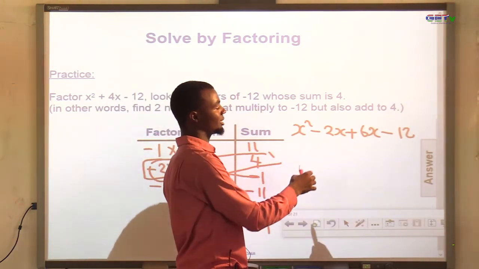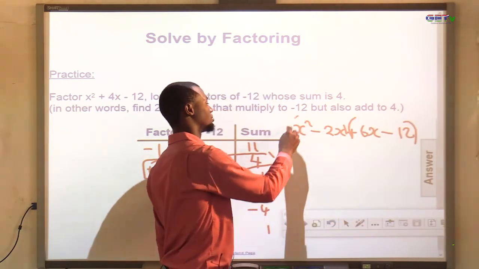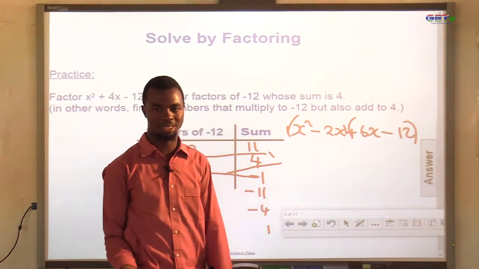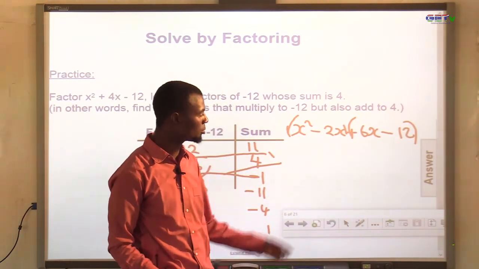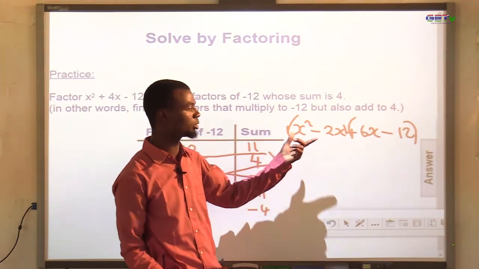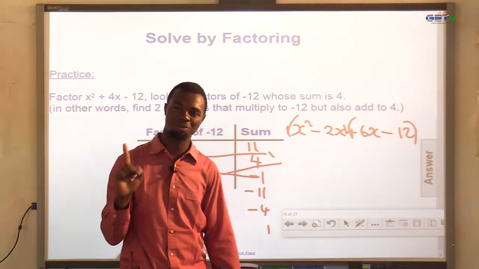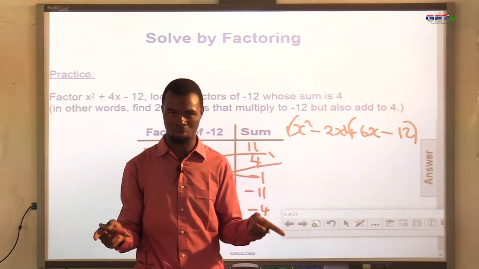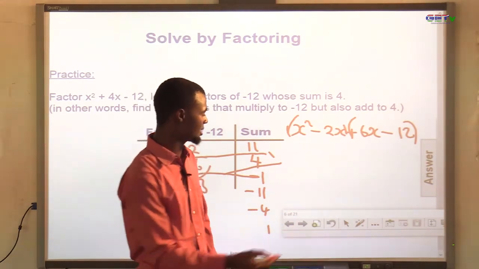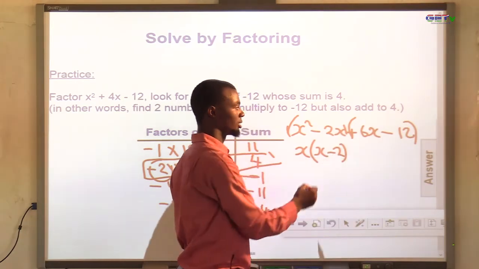The first two terms, we group, and we group this other pair here. What is common to x squared and minus 2x? We have only the variable common. So when a variable is common, you take the variable with the lowest degree. That is x. Then inside you will have x minus 2.